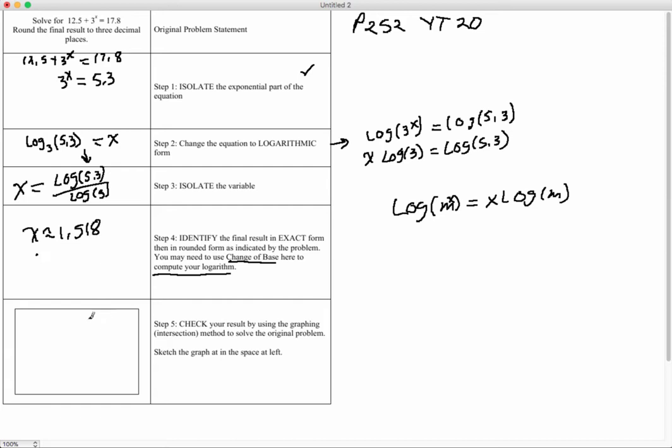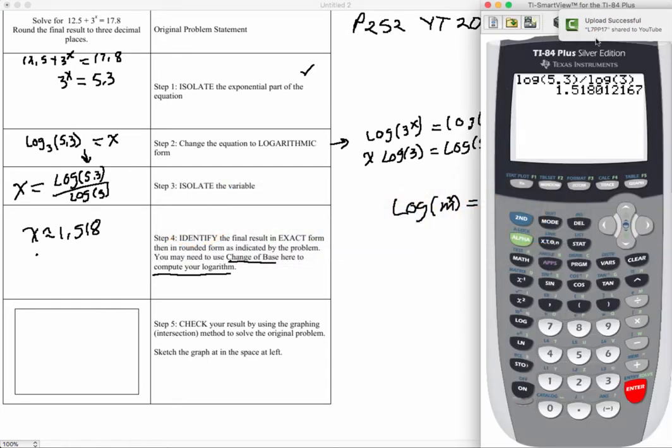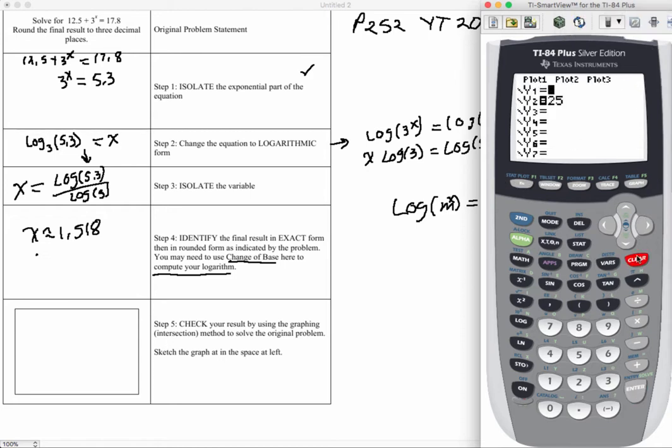Now they want us to check this graphically. In other words, they want us to use the graphing calculator and see if it comes up with the same answer from a graphical standpoint. So we're going to go to y equals, clear out whatever's in y1 and y2, and put the original into the left-hand side. 12.5 plus 3 to the x goes in y1, and in y2 we're going to put 17.8. And let's go see about getting a point of intersection.